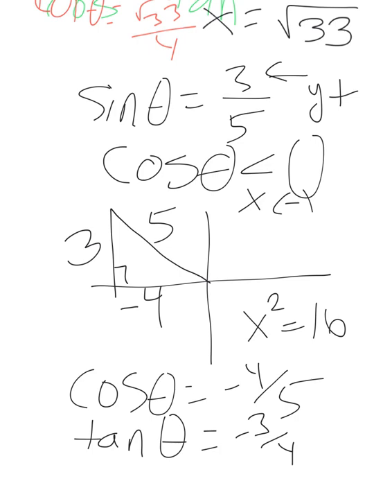So again, in number 18, unlike number 17, you have to use the given information to figure out what quadrant you're in. Draw your triangle in the appropriate quadrant, and then find the missing trig ratios. And that is it.